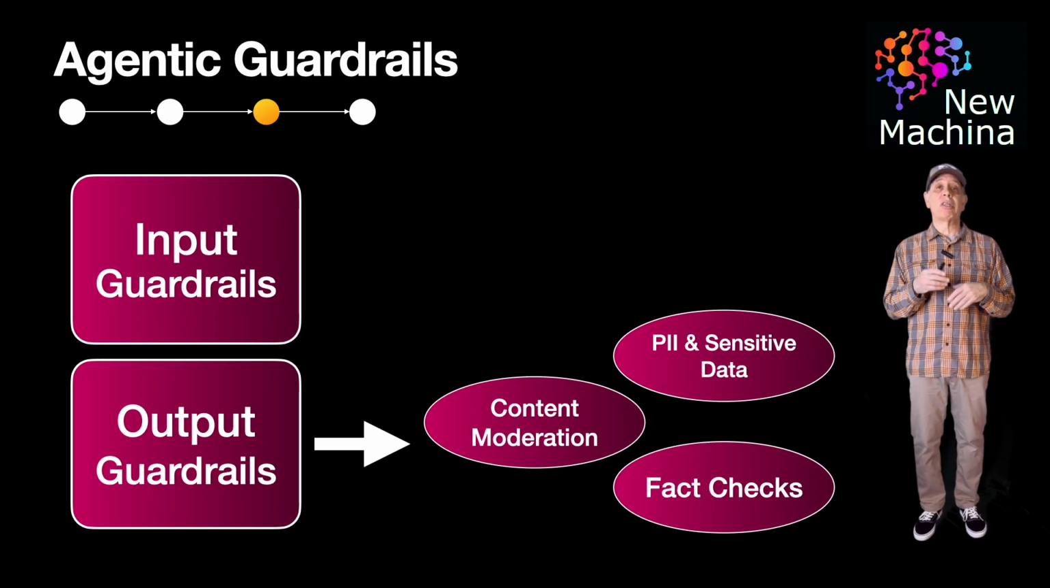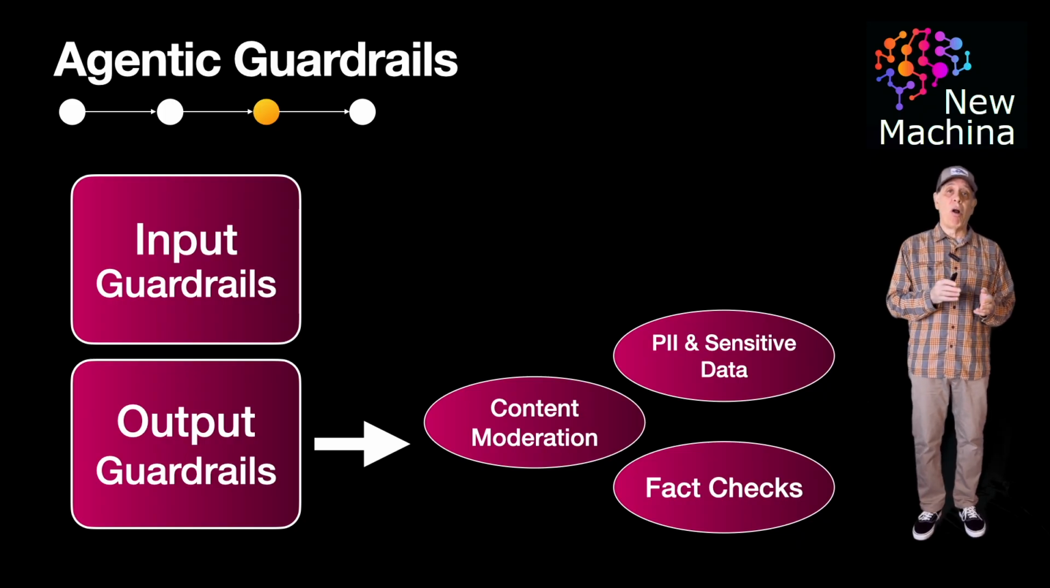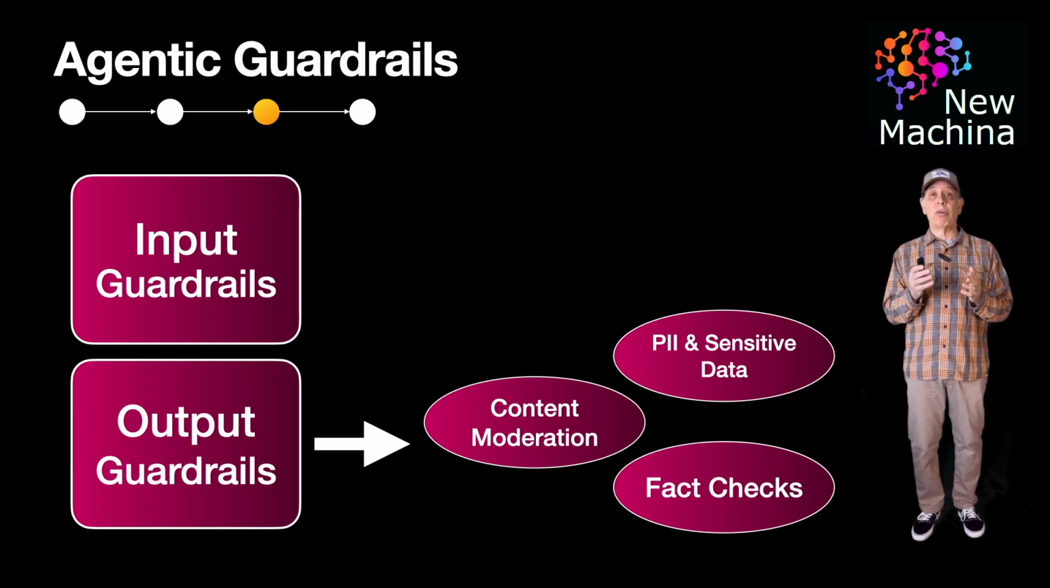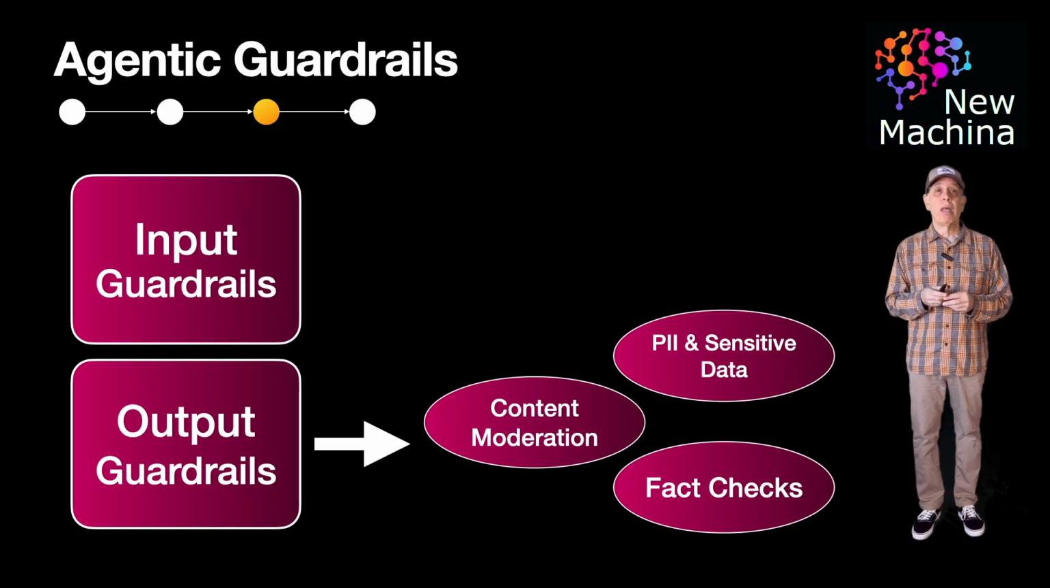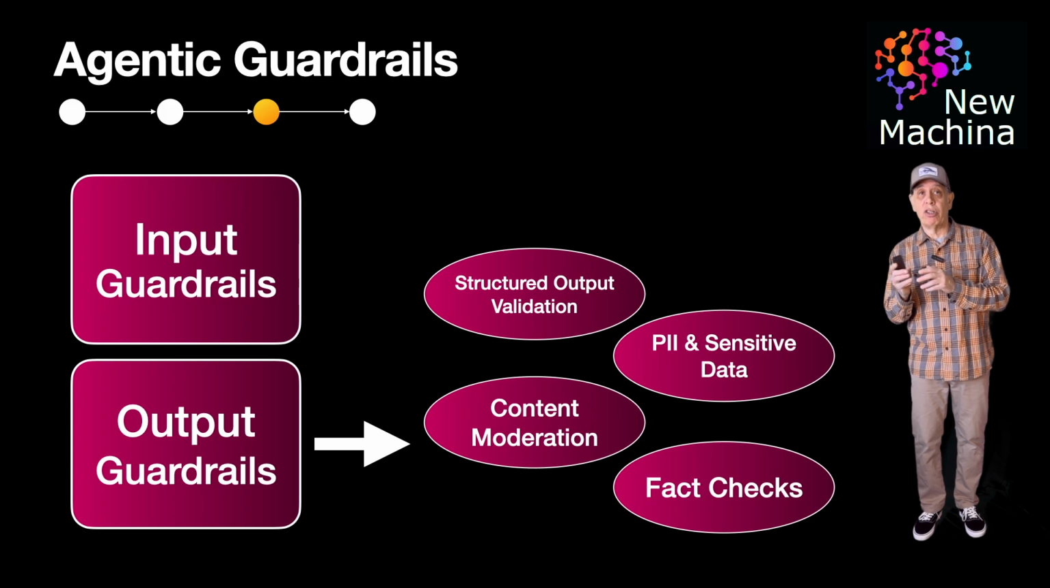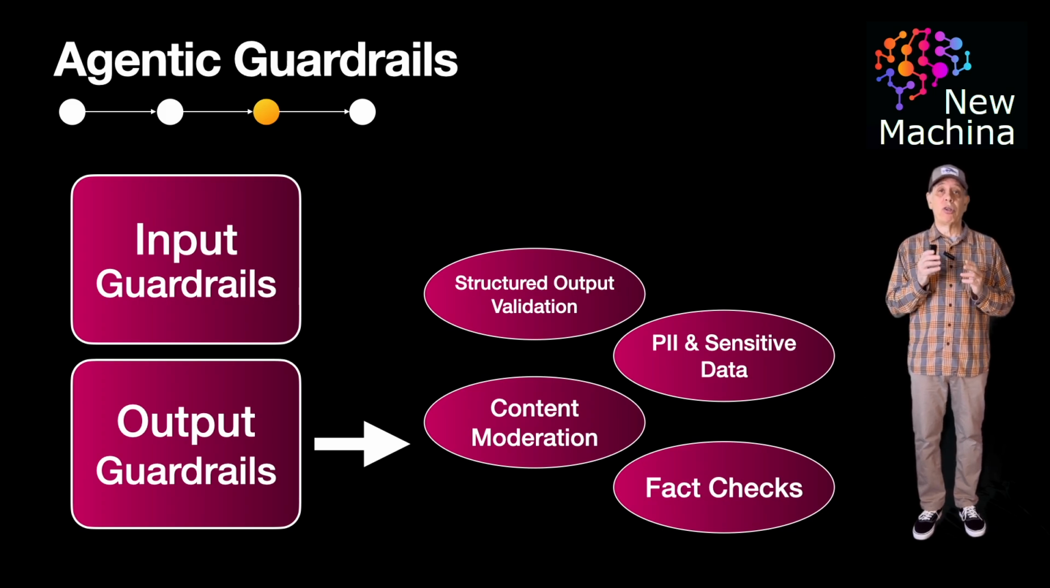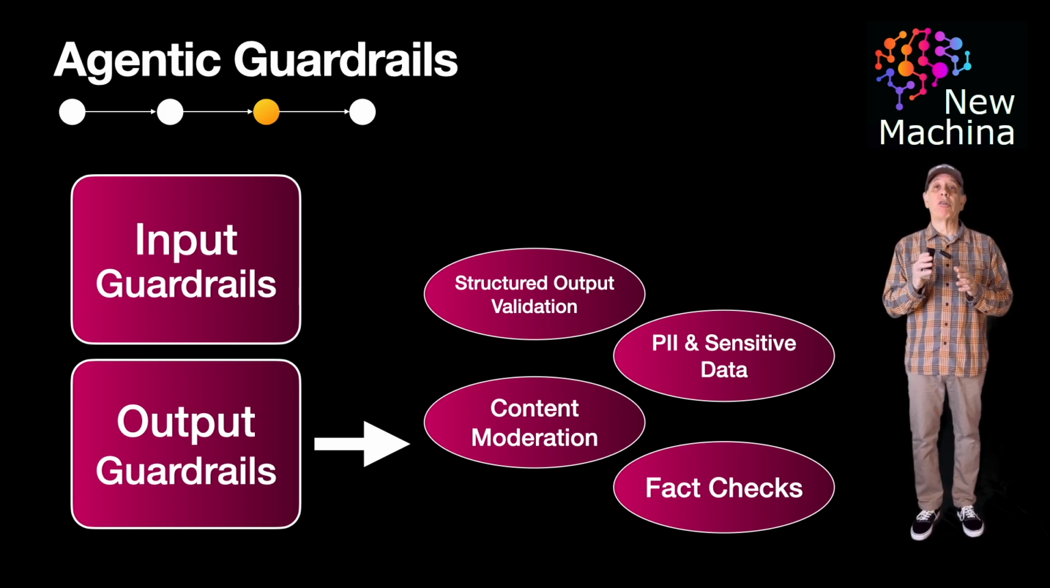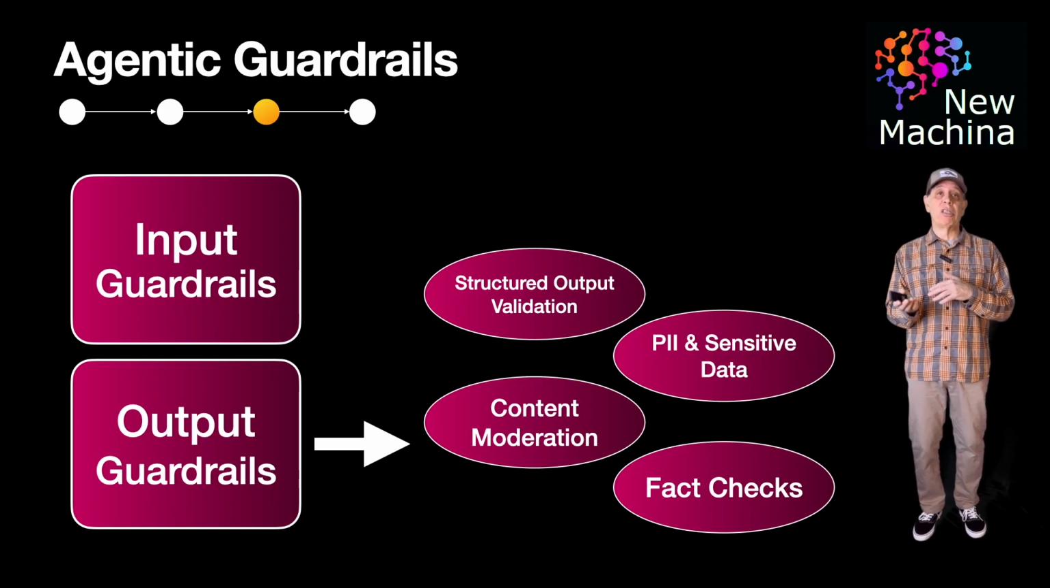This type of guardrail scans output for sensitive or proprietary data that should not be exposed. Examples here are names, credit card numbers, etc. Another output guardrail is for performing structured output validation. This guardrail ensures the agent's output follows a defined schema, such as JSON or XML. This is used heavily in production systems to avoid malformed or incomplete outputs.